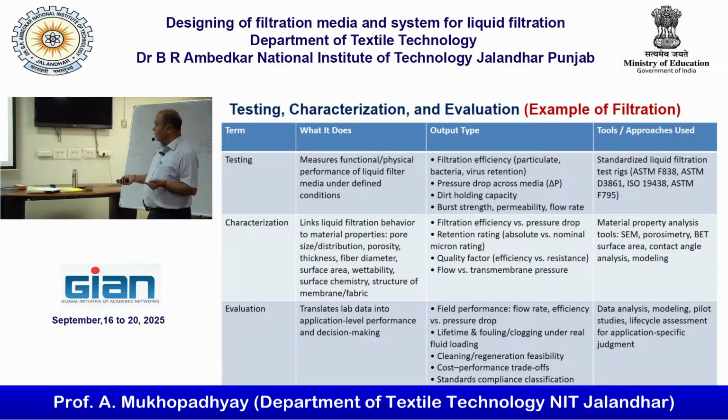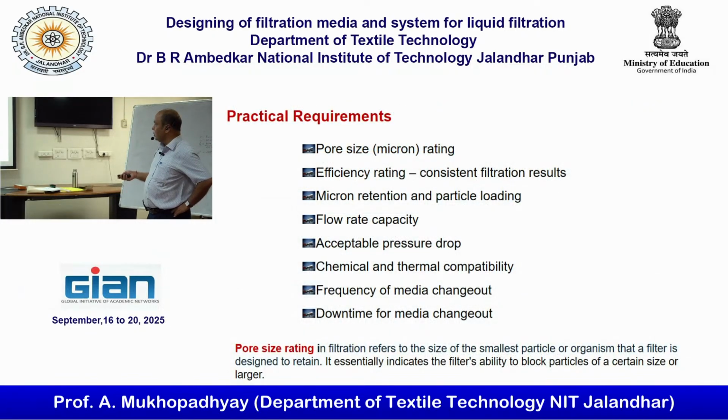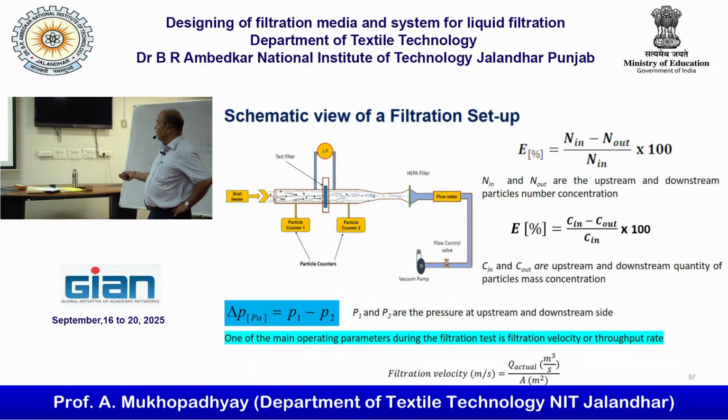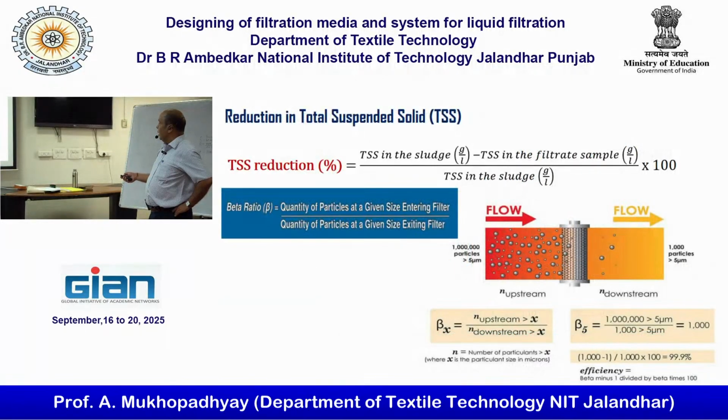Now this is the practical requirement. I will try to finish it within 10-15 minutes. Pore size, rating, efficiency, all these are important. I have already defined number based and mass based. We will look at the practical implication of this. Whenever I say total suspended particles in slag minus total suspended in sample, it is in the form of grams, that is, weight. And beta, if you see, is in terms of number.